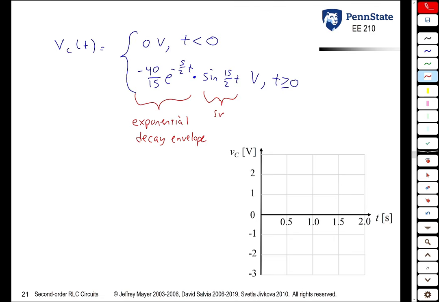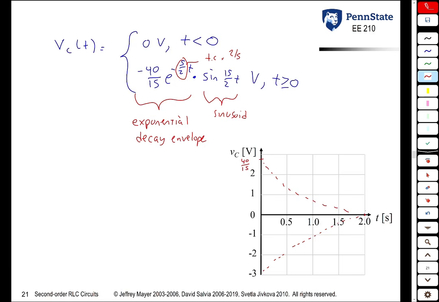And then here's our sinusoidal part. So let's think about the decay envelope. It's going to have a magnitude of 40 over 15, so not quite 3. It's going to decay to 0 with a time constant of 2/5 of a second. So the time constant is 2/5 of a second, so it's going to take 2 seconds to go to 0. So it's going to look something like that. And we'll put the decay envelope at both positive and negative sides.